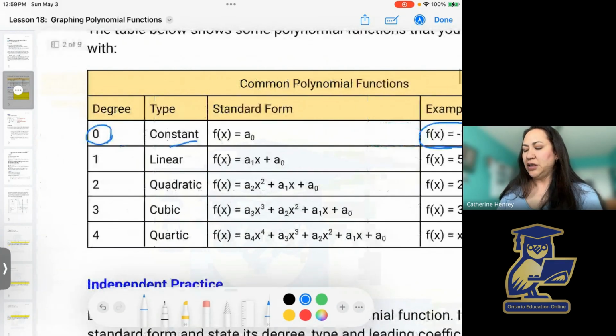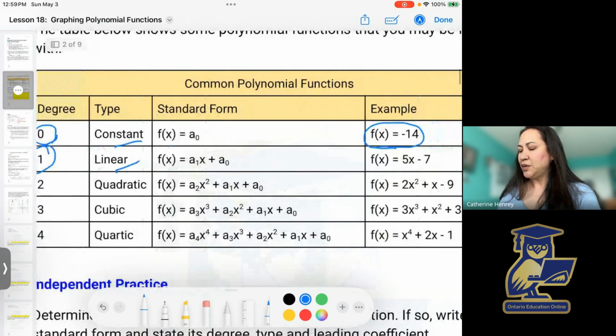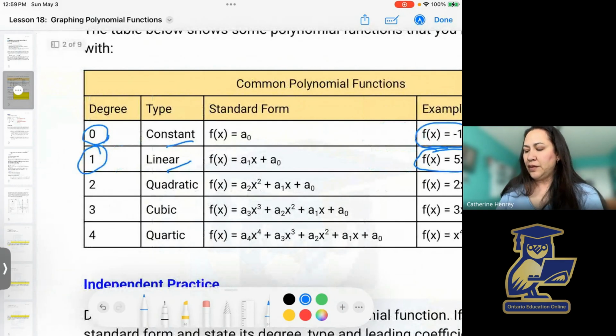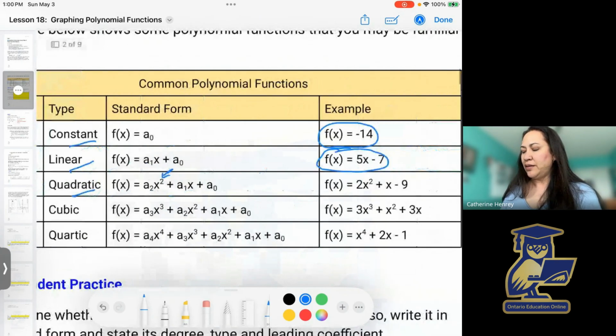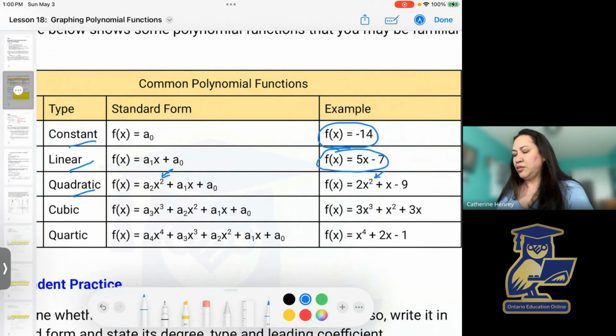Next, if we have a linear function, that means we have a degree of 1. F of x equals a1 times x plus a naught. And hopefully that's something familiar. We have f of x equals 5x minus 7. That's a linear. Then a degree of 2 gives me a quadratic, and that is f of x equals a2 times x to the power of 2. That's my degree. An example of that is f of x equals 2x squared plus x minus 9.